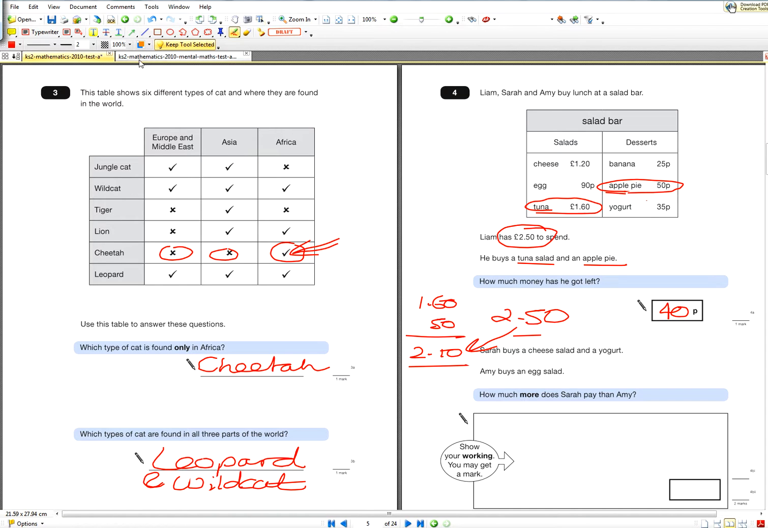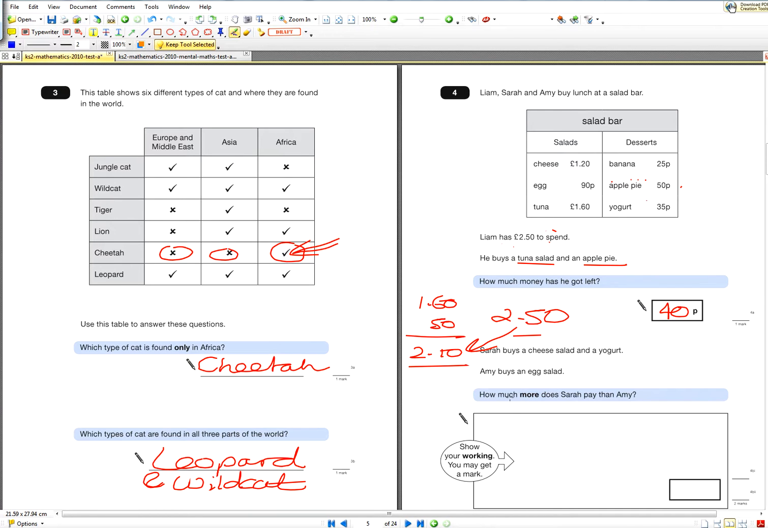Okay, do we have a rubber? Yeah. Okay, that's good. Let's go with that for the moment. Don't need that anymore. Let's grab our pen. Let's grab a different color.